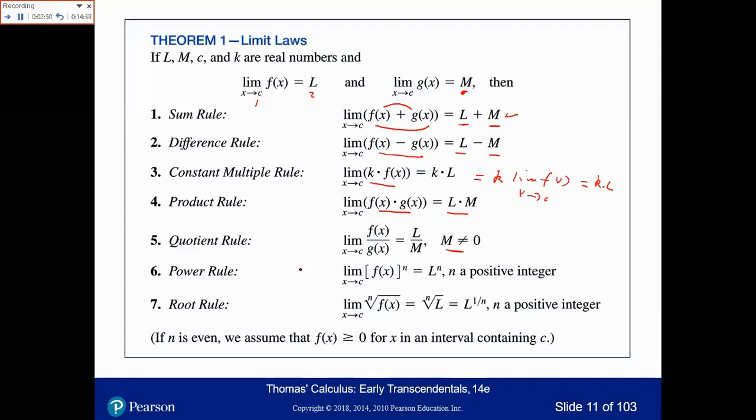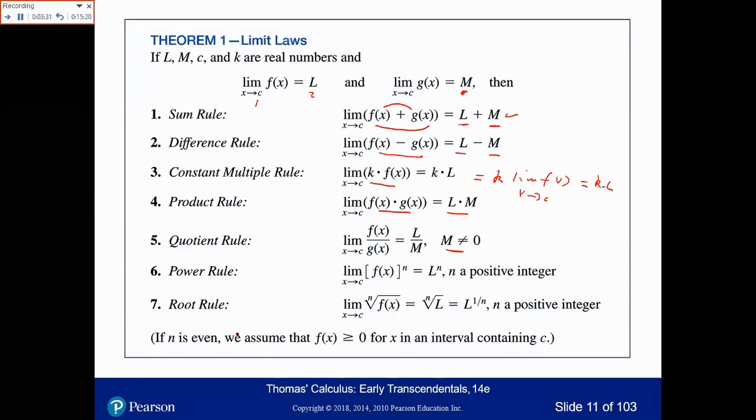Okay? And then we have what? The limit of the exponent, right? So this is f of x raised to a power n, equal to what? Equal to the exponent of the limit, right? The limit of a function raised to an exponent equals the limit raised to that exponent. Also, we assume n to be a positive integer. And the limit of the radical, the nth root: the limit of the nth root of a function equals the nth root of the limit of the function. Correct?